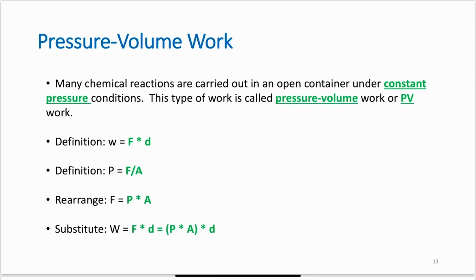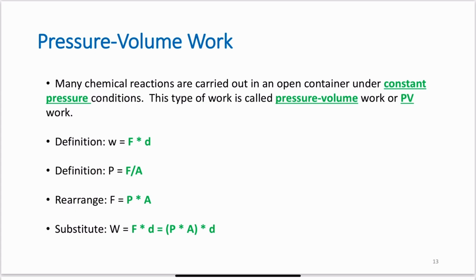So we're going to spend a little bit of time talking about what we call pressure volume work. What is PV work, or pressure volume work? Most chemical reactions, well, I won't say most, I guess most done in a teaching setting, but a lot of reactions in general are done in open containers under constant pressure conditions. What I mean by constant pressure is constant barometric pressure, the atmospheric pressure around you.